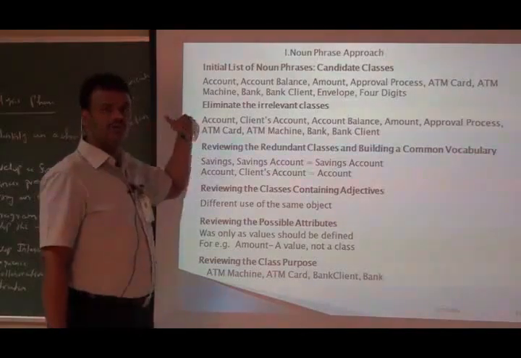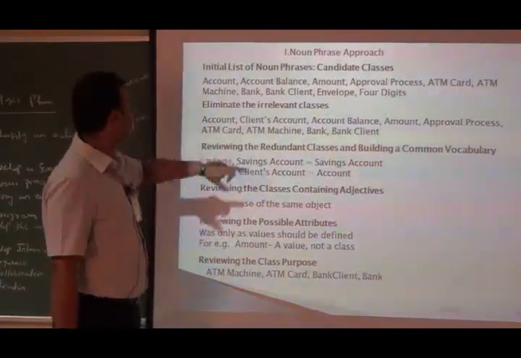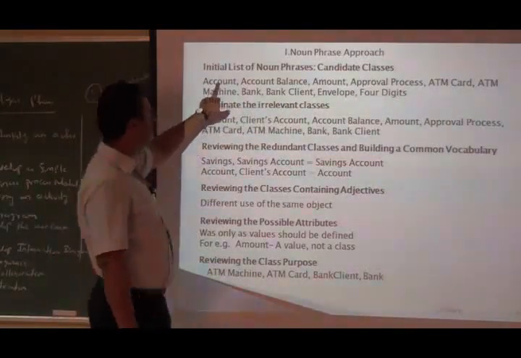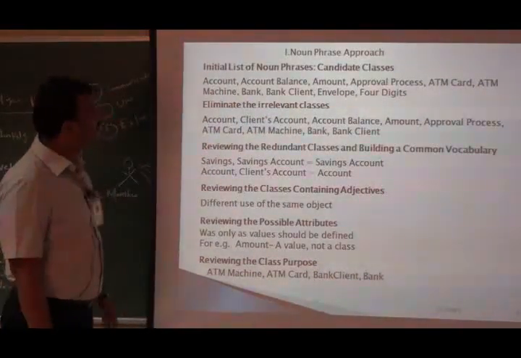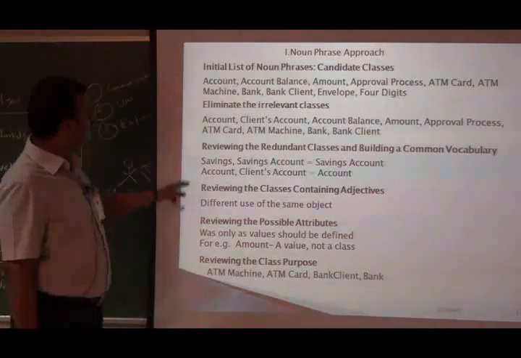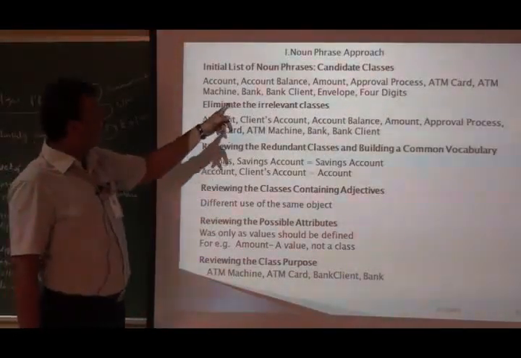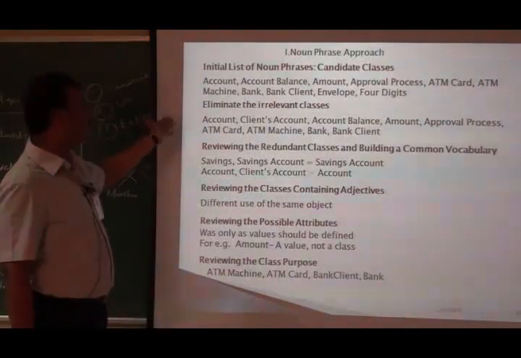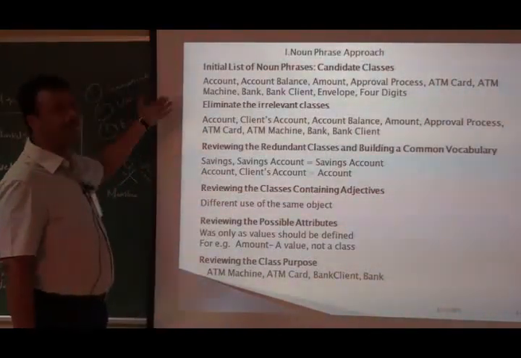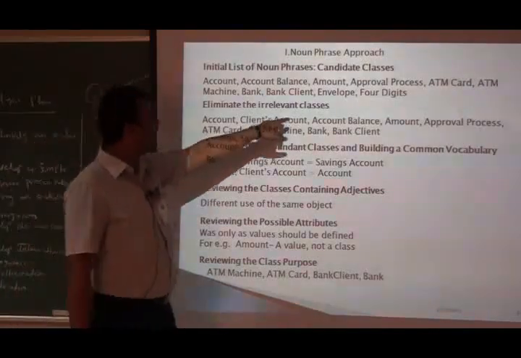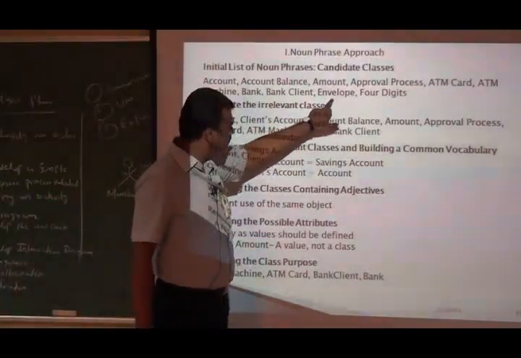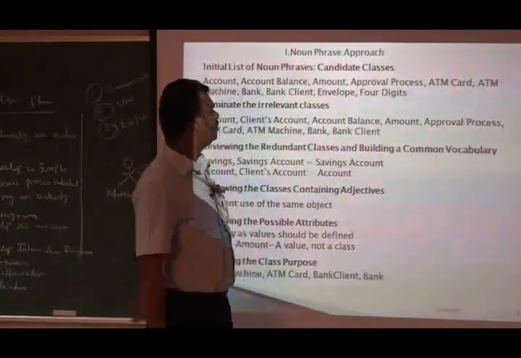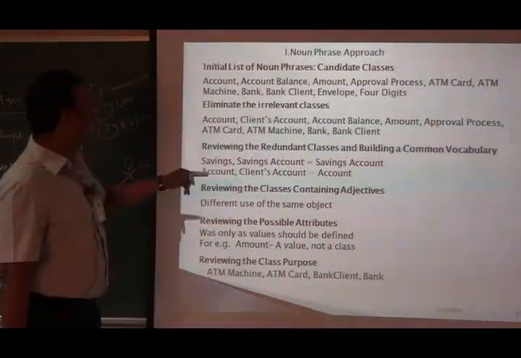We are going to look for nouns and noun phrases in the documentation. These initial list of noun phrases are called the candidate classes: account balance, amount, approval process, ATM card, ATM machine, bank client, envelope, 4-digit. Next, we are going to eliminate the irrelevant classes. What do you mean by irrelevant classes? Those not related to the particular concept. For example, the envelope is not related to the classes. The 4-digit is not related to the classes. So, we are going to eliminate the envelope and 4-digit.